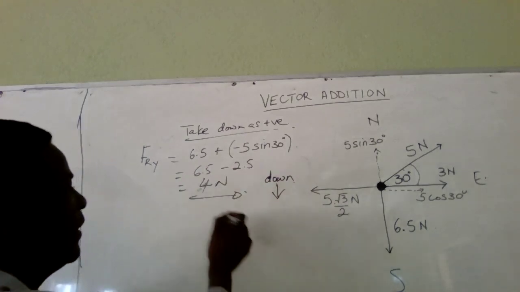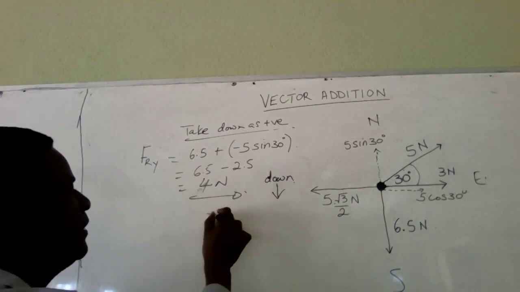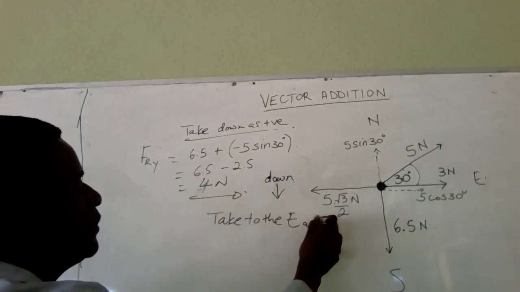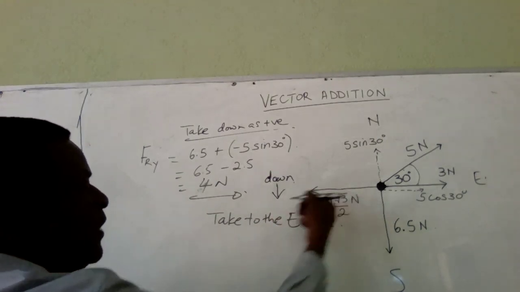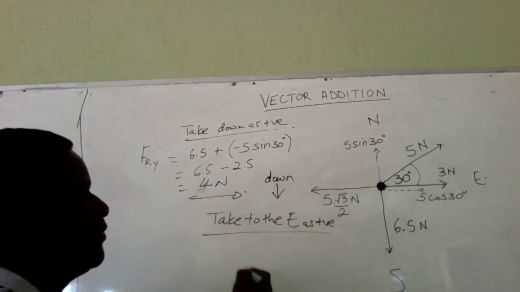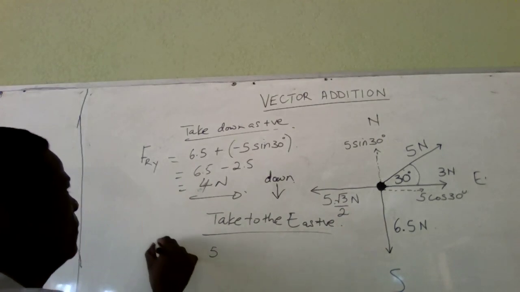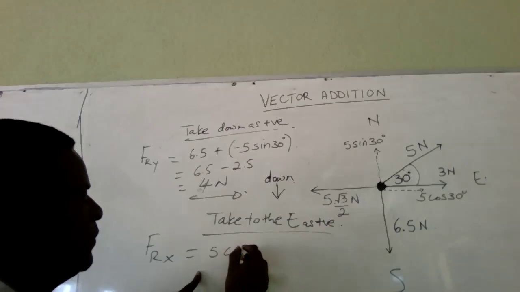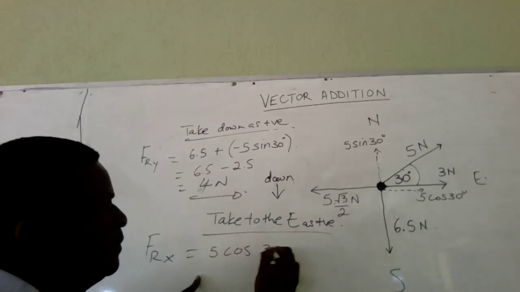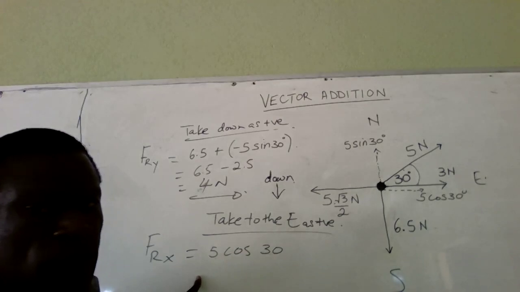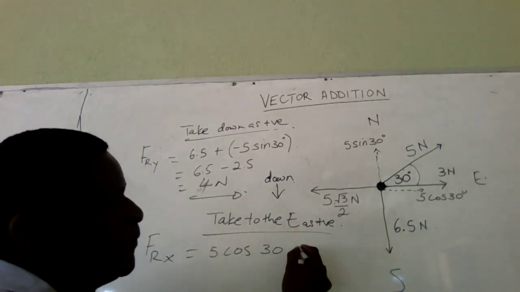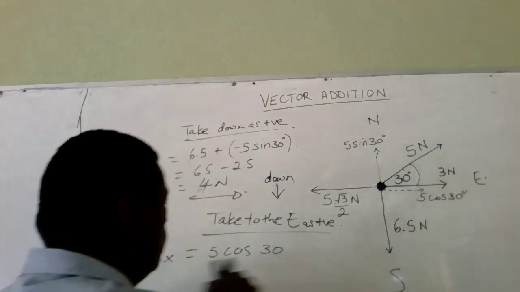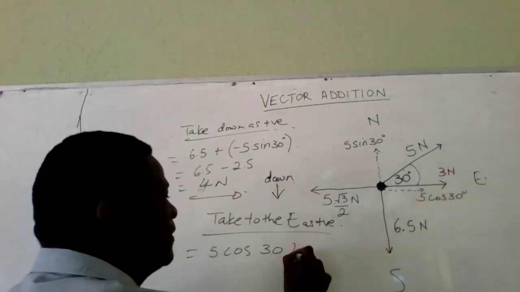Then let's take to the right, let's take to the east. Take to the east as positive, so this one will be negative. So to the east we have 5 cos 30. So this will be resulting in the x direction. So it will be 5 cos 30, right? Plus that component there, or plus the 3, which was already there. 5 cos 30 is the component. I was supposed to start with the 3, plus 3.